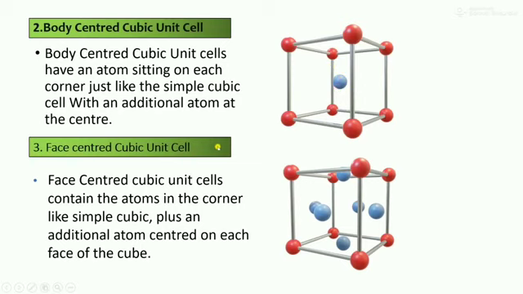And face-centered cubic unit cells contain the atoms in the corner like simple cubic unit cell plus an additional atom centered on each face of the cube, as we all can see in the diagram.